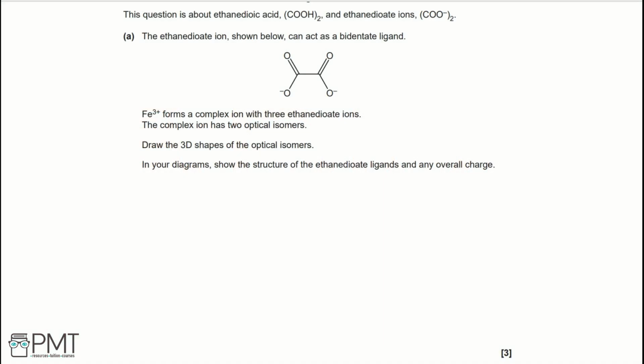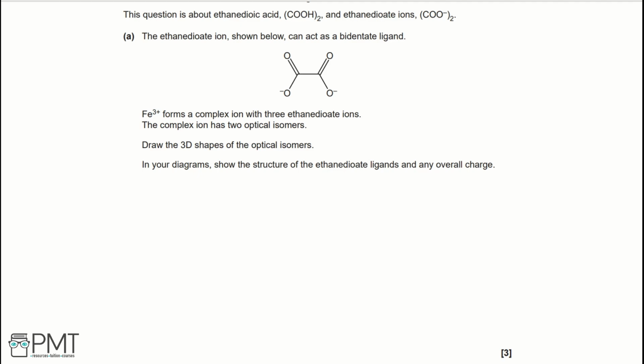This question is about ethane dioic acid, (COOH)2, and ethane dioate ions, (COO-)2. Part A. The ethane dioate ion shown below can act as a bidentate ligand. Fe3+ forms a complex ion with 3 ethane dioate ions.